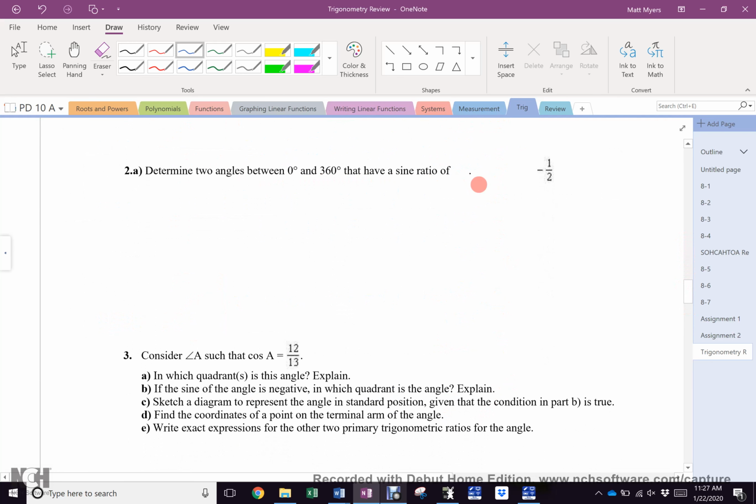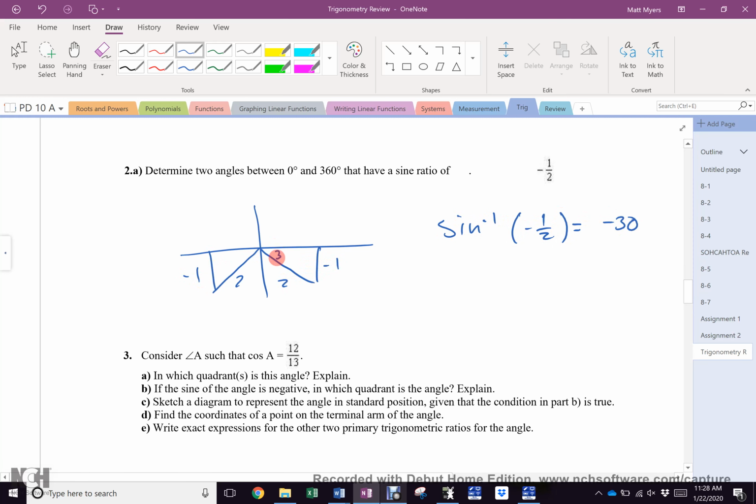Determine the two angles that have a sine ratio of negative 1/2. I don't know why that blank's there, but it's pretty easy. Negative 1/2 has to be down here. There's the 2, there's the 2, there's negative 1, there's negative 1. So it's shift sine of negative 1/2 equals negative 30. So that's 30, and that's 30. So it's 210 and 330.